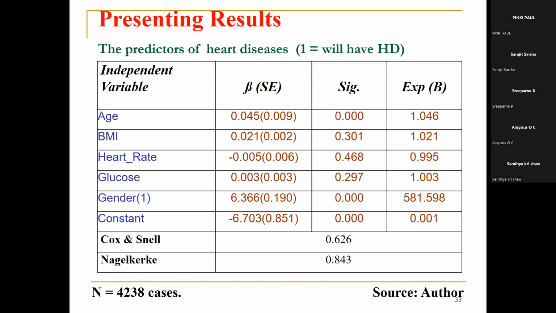Here the reference level is 1, meaning we will have a heart disease. No, it is not; the reference is 0, then your result is based on the probability of getting a heart disease, that is 1.